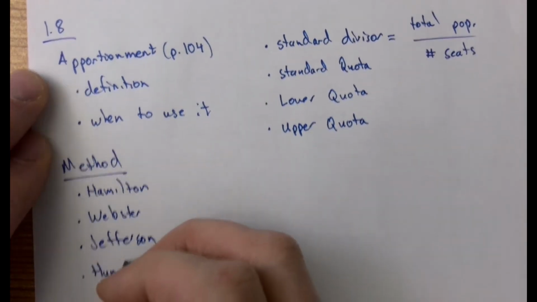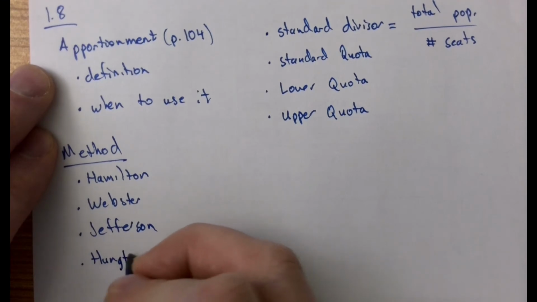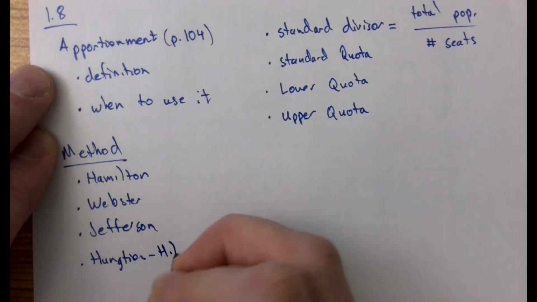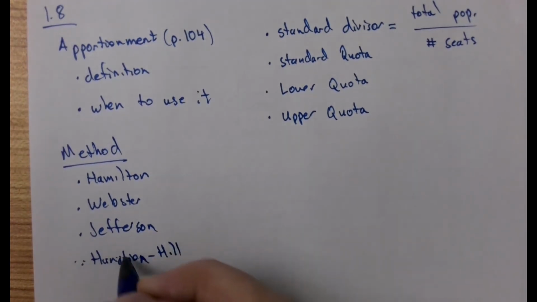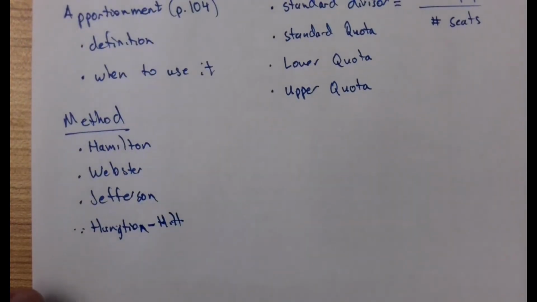I'm not going to require knowledge of Huntington Hill at all, but I'm just putting this on here so you know that that's talked about in the textbook, not required. And then none of these four are what we actually use, what Congress uses currently. I'd have to look it up again. It's a little more complicated formula to apportion the current seats in the House.